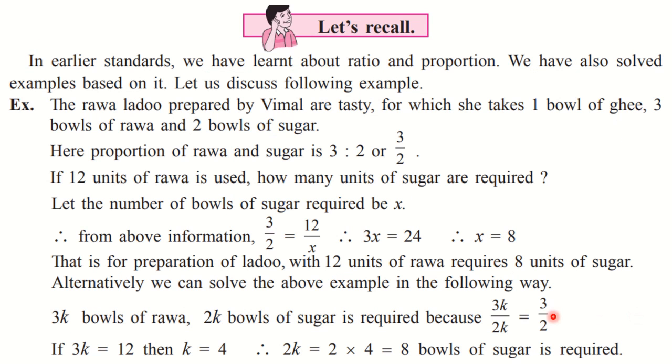In earlier standards you have studied these words ratio and proportion, and also you have solved examples based on this. Now here let us discuss one example. The rava laddu prepared by Vimal are tasty, for which she takes 1 bowl of ghee, 3 bowls of rava, and 2 bowls of sugar. So here we can say that the proportion of rava and sugar is 3:2. That means 3 bowls of rava she is taking and 2 bowls of sugar she is taking.